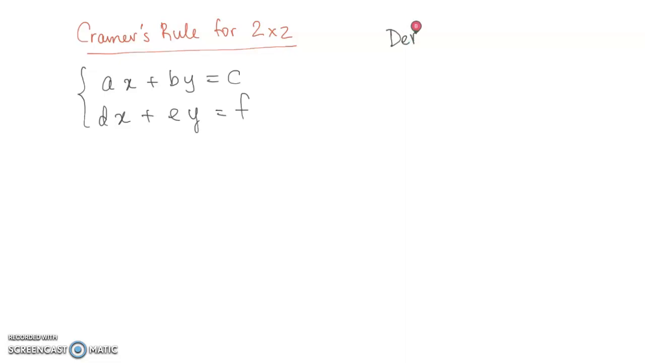So for determinants, let's say that I have this A, B, C, D. The way that you find the determinant is you cross multiply A and D and you minus B times C. So this one would be equal to A times D minus B times C. This is the formula for finding a determinant for 2 by 2.